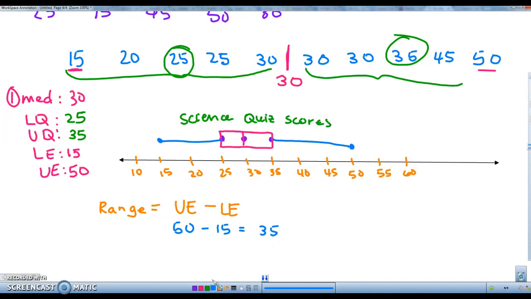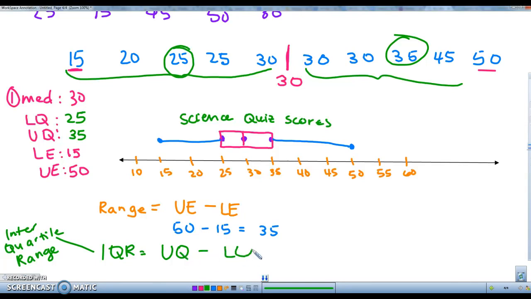But one thing new that we can solve for this time is called an IQR, or an interquartile range. And my interquartile range is the upper quartile minus the lower quartile. So my upper quartile is 35, my lower quartile is 25, which gives me an IQR of 10.